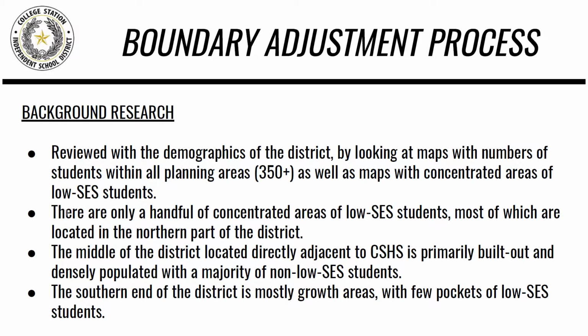As we looked at this data, we came to a realization there are a handful of concentrated areas of low SES students, most of which are located in the northern part of our district. Also notice that the middle of the district, which we'll call the middle, located directly adjacent to College Station High School, I'm using approximations, Graham, Eagle, south to Barron, is primarily built out and densely populated. And a majority of those students are non-low SES students.